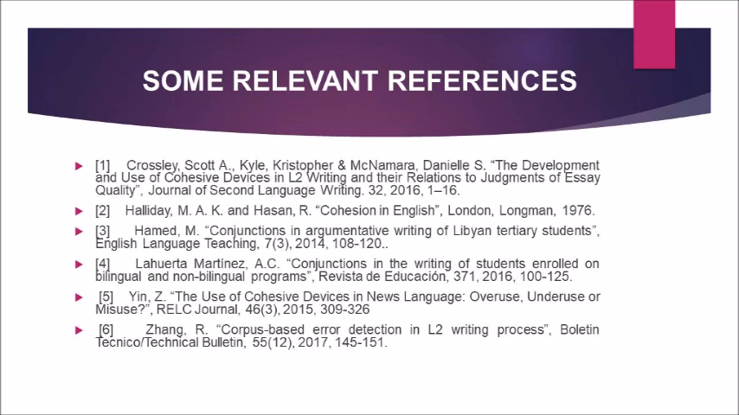And finally, you have here some relevant references that have been used to support both the theoretical and empirical part of the present study. I have selected, as you can see, 6 references, including well-known books like Cohesion in English by Halliday and Hasan from 1976, and more recent works related to the development and use of cohesive devices, like the one by Crossley, Kyle and McNamara from 2016, or the one by Yin from 2015 that deals with overuse, underuse or misuse of cohesive elements.